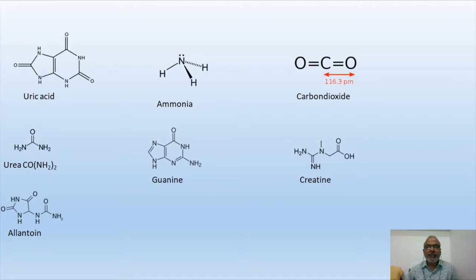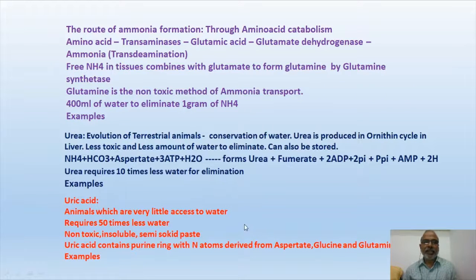I have collected it from the net. So this is the structure of uric acid. Uric acid is one of the excretory materials. Ammonia is also one of the excretory materials. Carbon dioxide, of course, is eliminated by the process of breathing. And urea is the main excretory product of many terrestrial animals. Guanine is also an excretory product. Creatine, allantoin. So these are all the excretory materials.